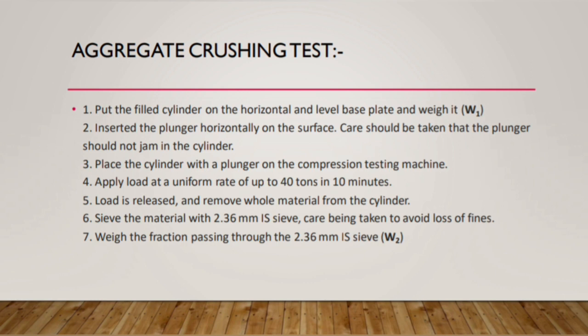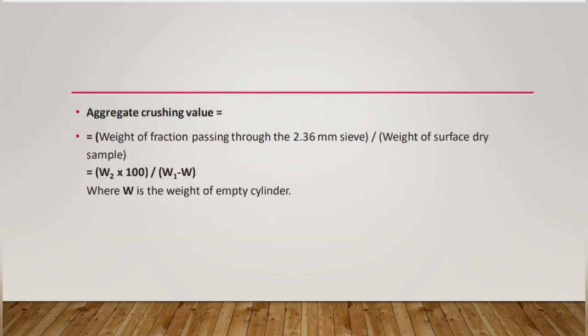Sieve the material with a 2.36 mm IS sieve. Care should be taken to avoid the loss of the finer particles. Weigh the fraction passing through the 2.36 mm IS sieve as W2. Now we'll turn to the calculation part. To calculate the aggregate crushing value, the formula is W2 into 100 divided by (W1 minus W), where W2 is the weight of the fraction passing through the 2.36 mm sieve, W1 is the weight of the surface dry sample, and W is the weight of the empty cylinder.